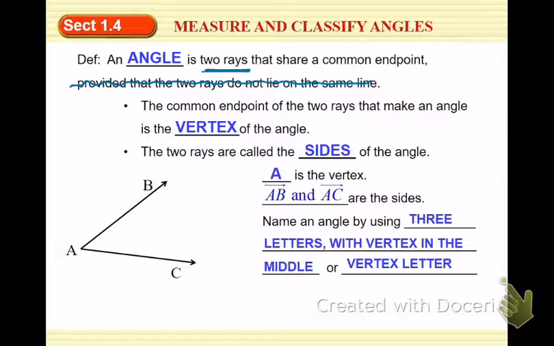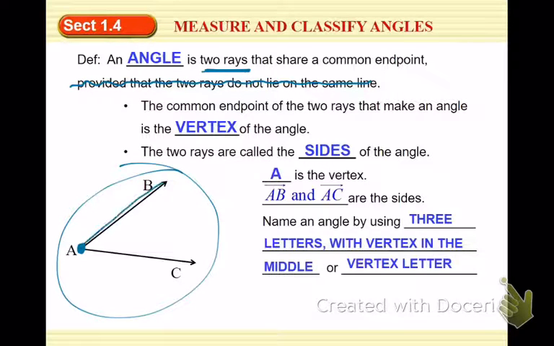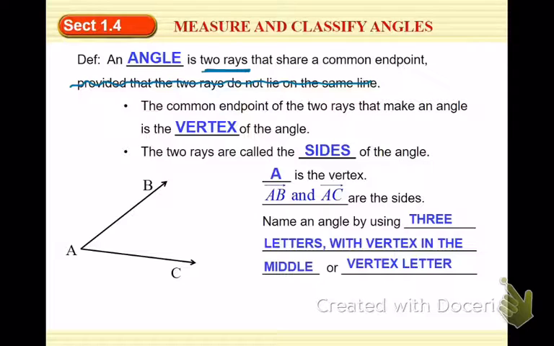Okay, so this is an angle right here. Two rays, and they're sharing an endpoint here at A, but this is ray AB, and this is ray AC. The common endpoint of the rays is called the vertex. As a matter of fact, from now on, anytime you see the word vertex, you're looking for a corner in geometry, but that's the vertex, there, A. The two rays are called sides, so this is the vertex, and these are the sides.